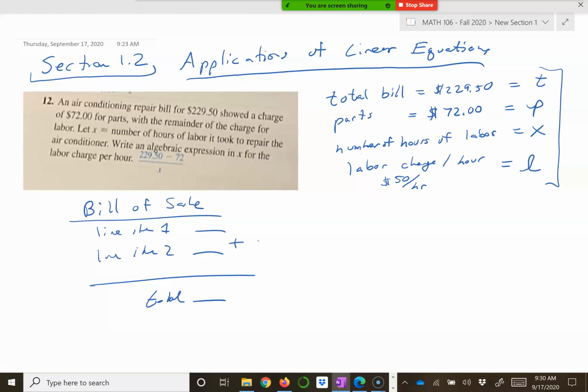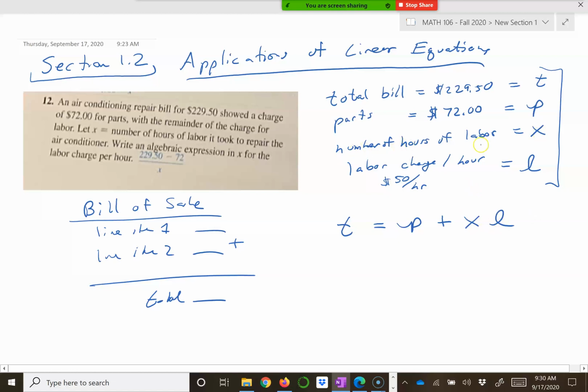So how do you make an equation out of this? Well, we know the total, so I'm going to call this T. That's our variable. The total has to equal the sum of 2 things in this problem: the parts cost, which is P, plus the cost for the labor. Now, how do we figure out the labor charge? We want to get this 50 here. So won't the labor charge just be X times L?